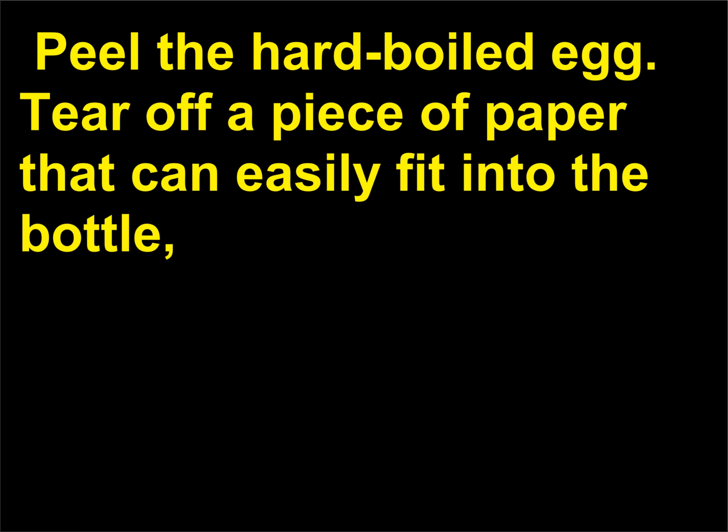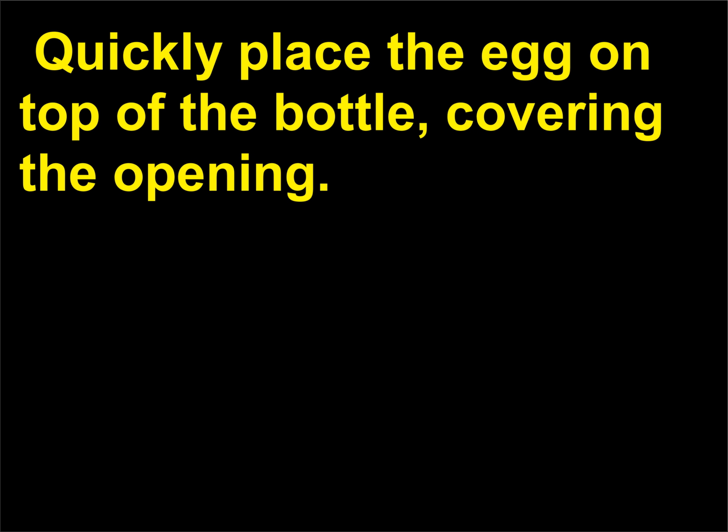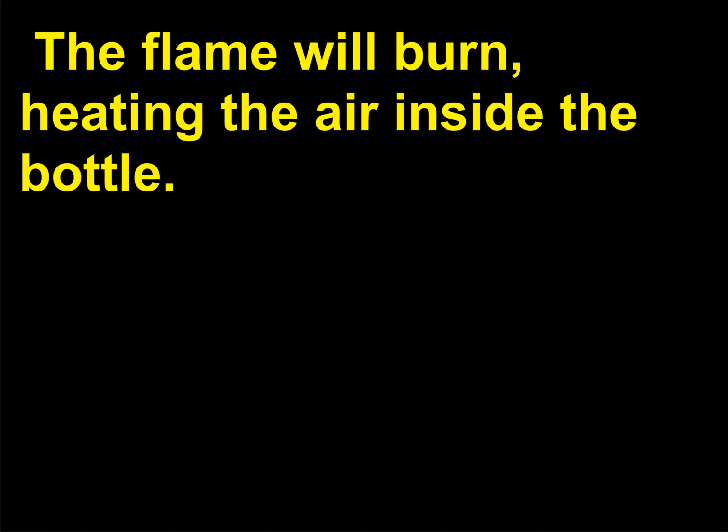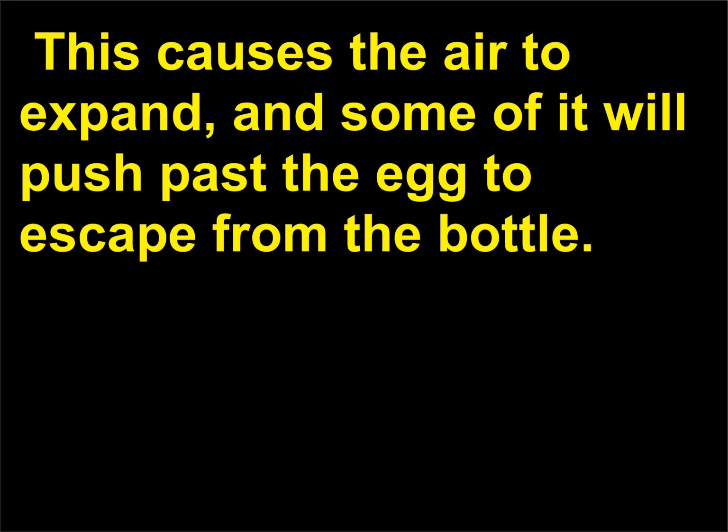Peel the hard-boiled egg. Tear off a piece of paper that can easily fit into the bottle, and carefully light it on fire and drop it into the bottle. Quickly place the egg on top of the bottle, covering the opening. The flame will burn, heating the air inside the bottle. This causes the air to expand, and some of it will push past the egg to escape from the bottle.